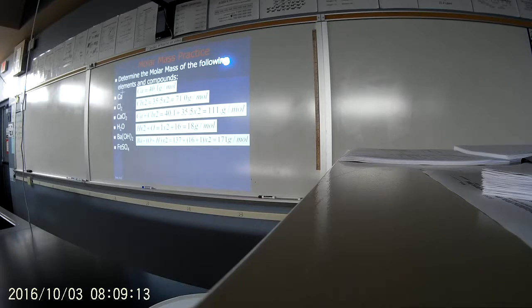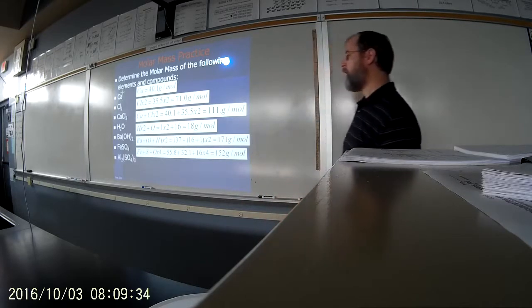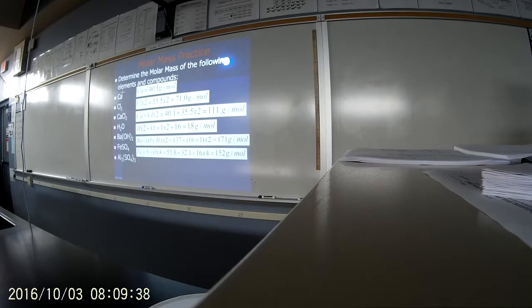If you got a number larger than 100 grams per mole, raise your hand. Larger than 130? Larger than 160? Oh, good. 152? 55.8 for the iron, 32.1 for the sulfur, and 16 times 4 for the oxygens. Last one. This one could be a little tricky.